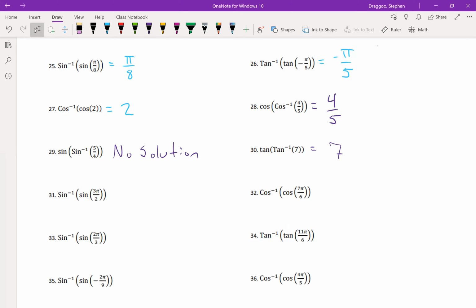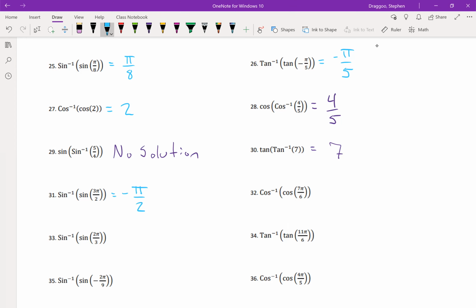Okay, then I'm going to get the sine inverse of the sine of 3 pi over 2. So now I've got a value that is outside of the restriction, since 3 pi over 2 does not fit the range for sine inverse. So I'll just need to find an angle that does fit within that restriction, an angle that is in the range of sine inverse and has the same sine value as 3 pi over 2, which is going to be negative pi over 2.